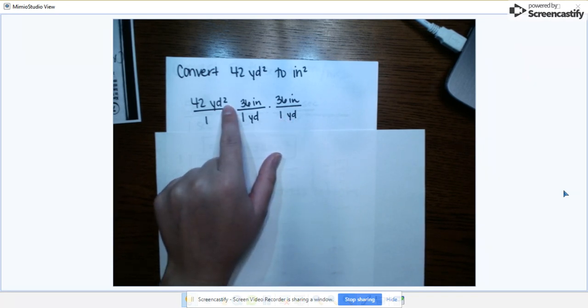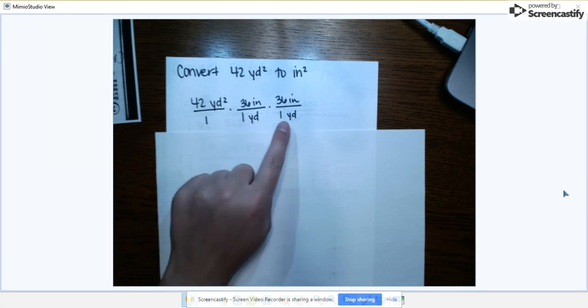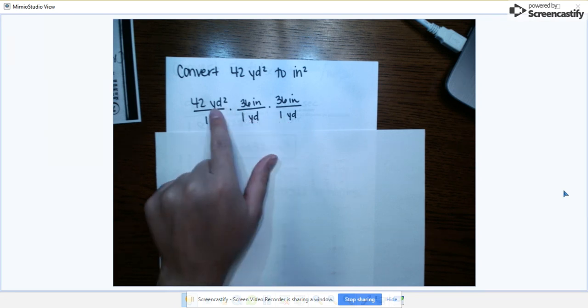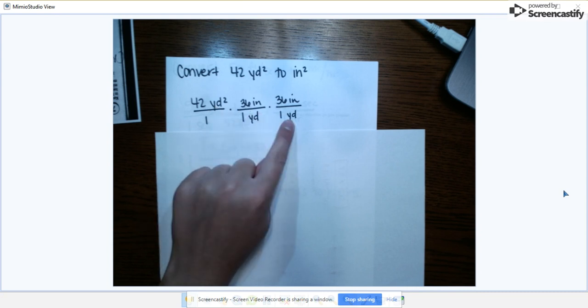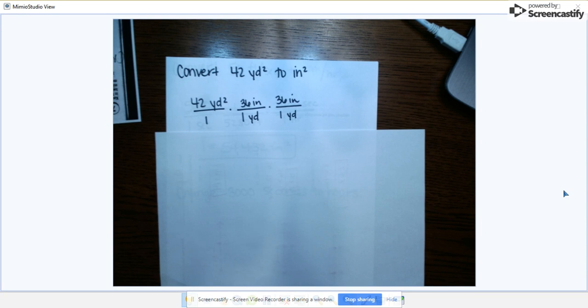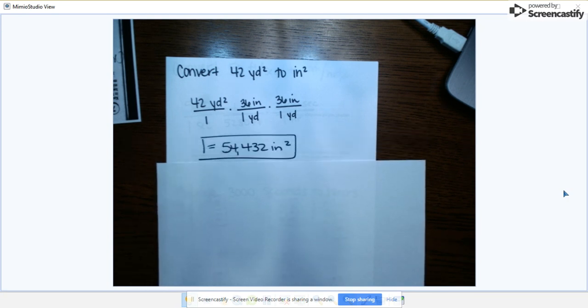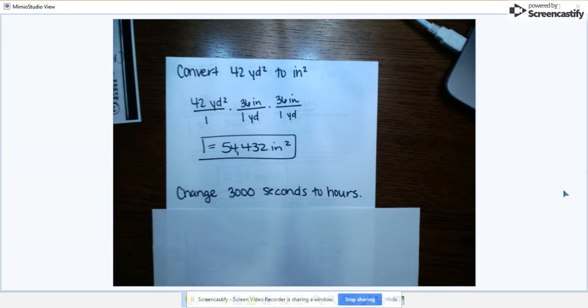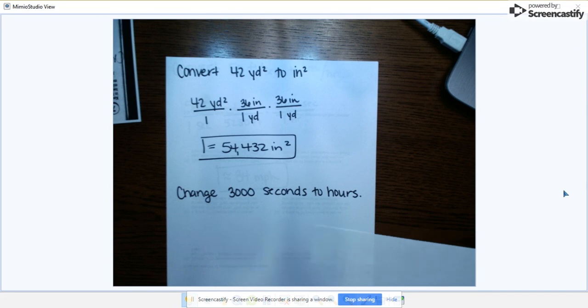Our goal is to get to inches. We know that there are 36 inches in 1 yard. So I do this fraction 2 times to cancel off my yard squared, but then that also ensures that I get inches squared in my final answer. So we would have 42 times 36 times 36 gives us 54,432 square inches. Please, you guys work through this problem, changing 3,000 seconds into hours.